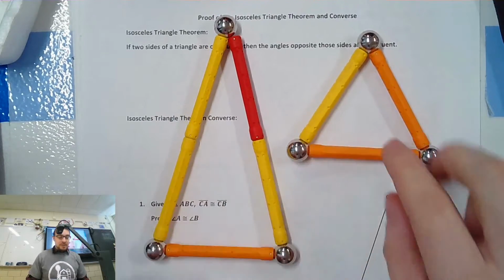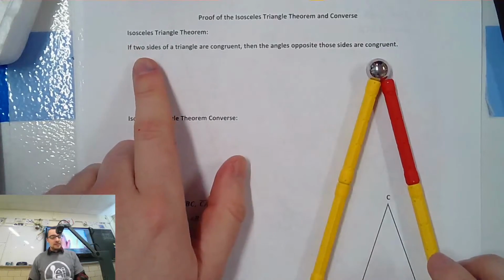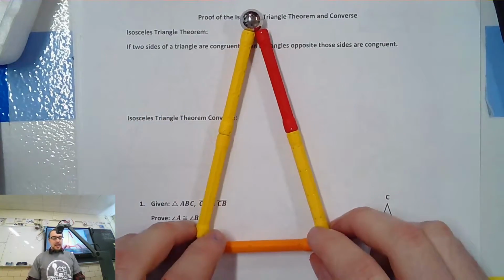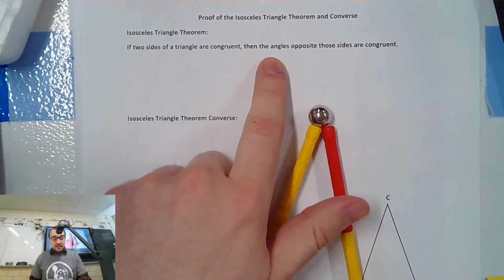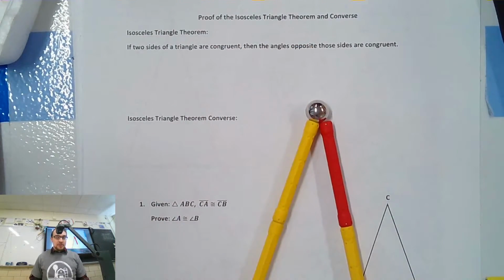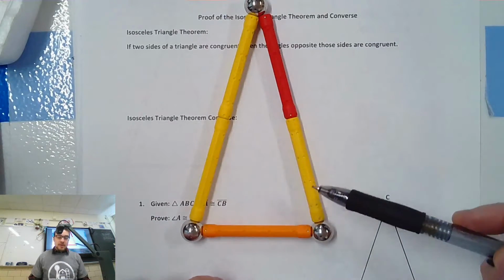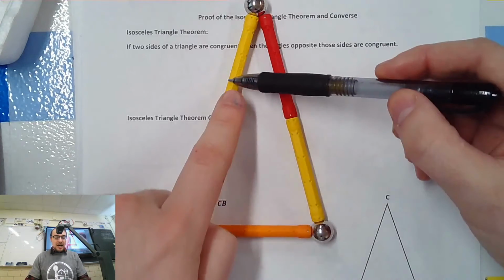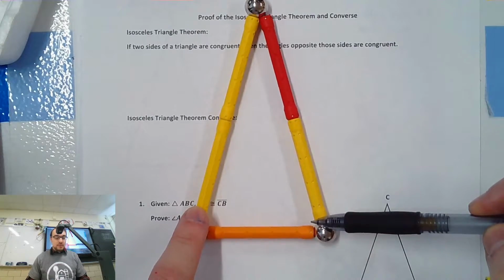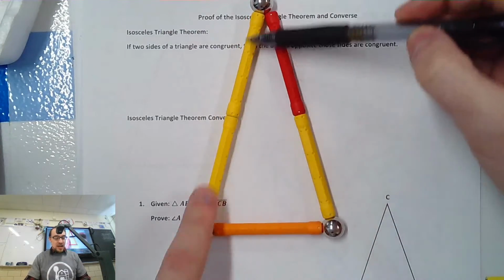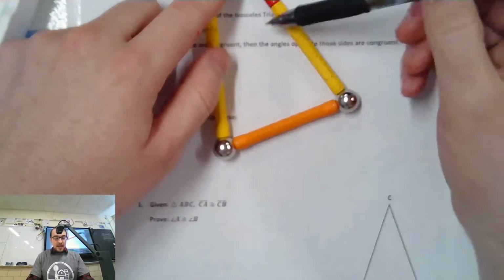Cool. Now, it turns out isosceles triangles have a theorem about them. And the theorem is that if 2 sides of a triangle are congruent, aka if you have an isosceles triangle, then the angles opposite those sides are congruent. So what that's saying is that if you have 2 sides that are congruent on a triangle, then their opposite angles are congruent. So see how this side is across from this angle? So that's the opposite angle. Does that make sense? So if this side and this side are the same, then this angle and this angle are the same.